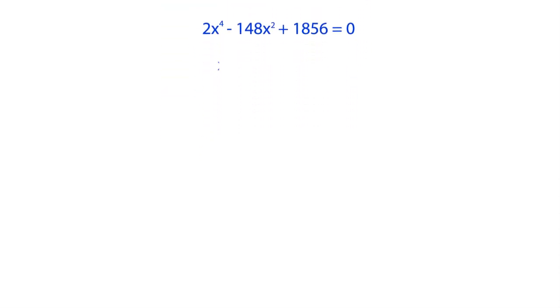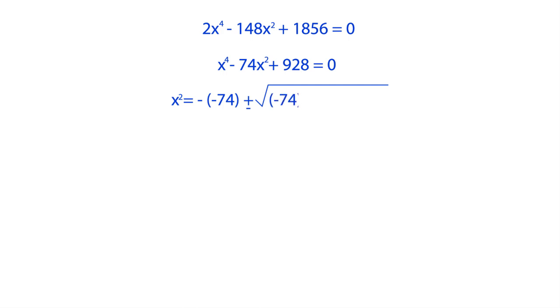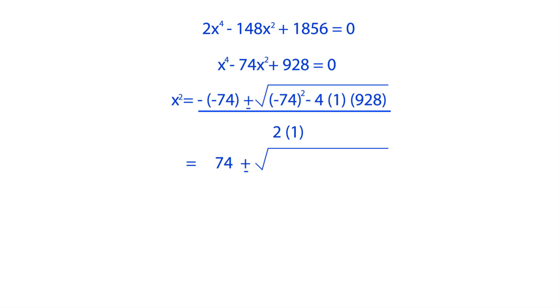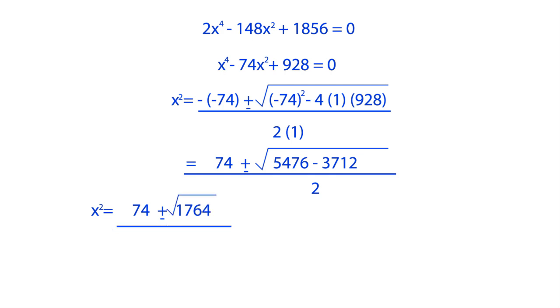I can divide through by 2, and that just leaves me with x to the power of 4 minus 74x squared plus 928 is equal to 0. Now I have to use a quadratic, or I can factor. I'll just use a quadratic. X squared is going to be equal to minus minus 74 plus or minus the square root of minus 74 all squared minus 4 times 1 times 928, all over 2 times 1. This becomes 74 plus or minus the square root of 5476 minus 3712 all over 2. This is equal to 74 plus or minus the square root of 1764 all over 2.